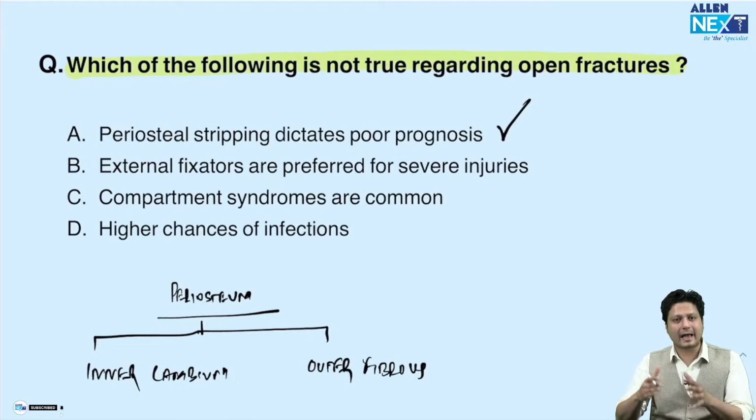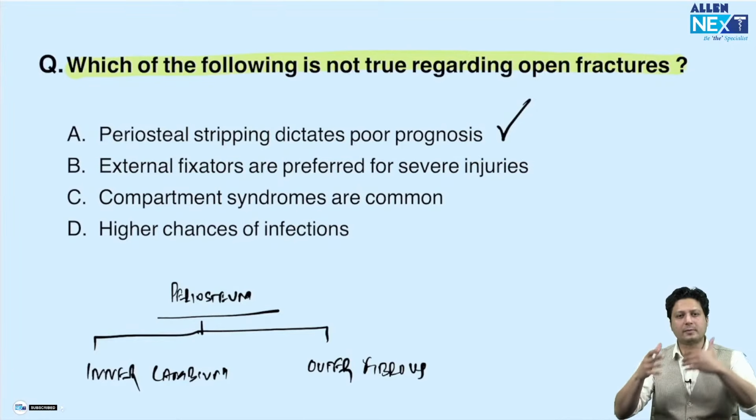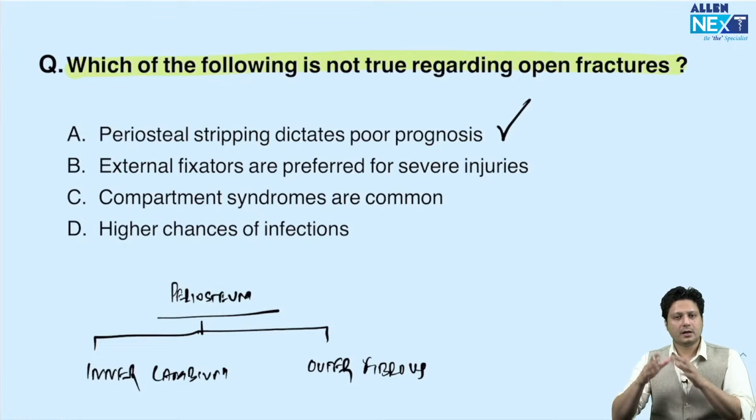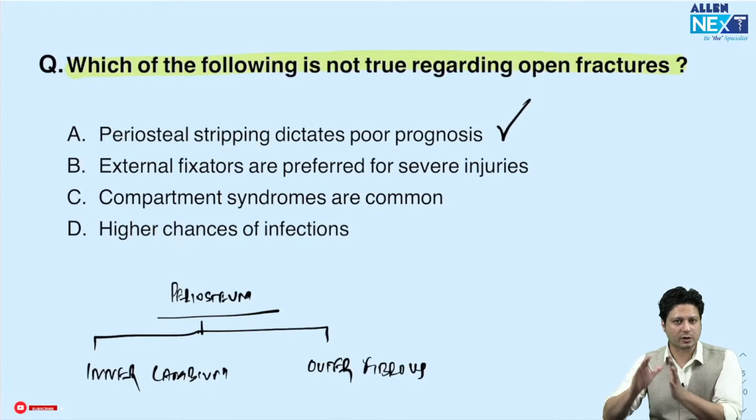And you know, this inner cambium layer of the periosteum has osteoprogenitor potential. So if the periosteum is stripped, then this segment of the bone, which might help in achieving union, is lost. So obviously it is going to be a poor prognostic indicator, or it is going to have a poor prognosis if the periosteum is stripped.